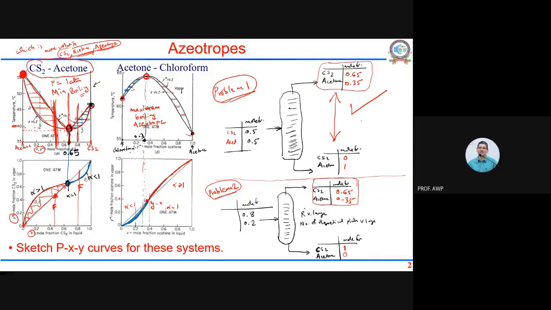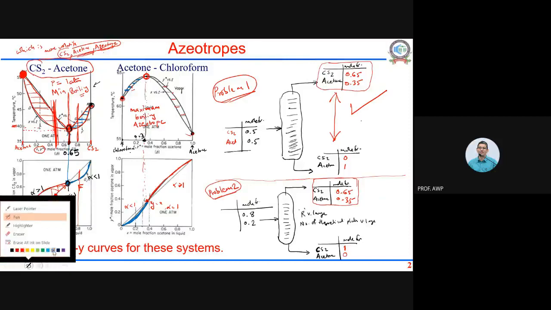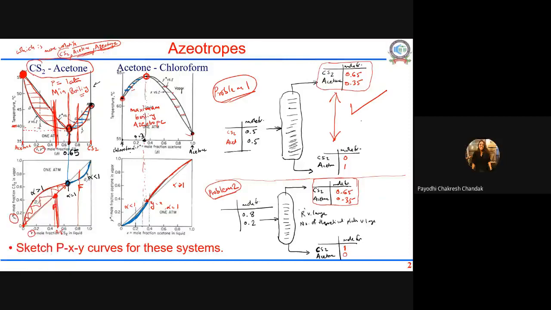Do you agree with that? 0.5. What is our feed composition? 0.5, 0.5. Where is that feed point? Here. If this is my feed point and I have very large reflux and a very large column, will I not get the azeotrope at the top and will I not get the pure acetone at the bottom?